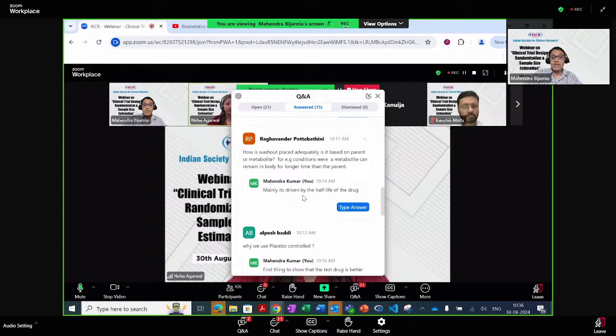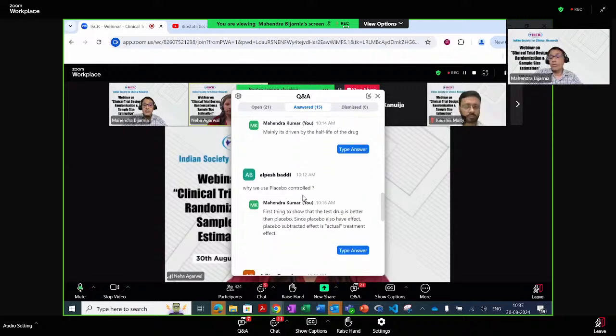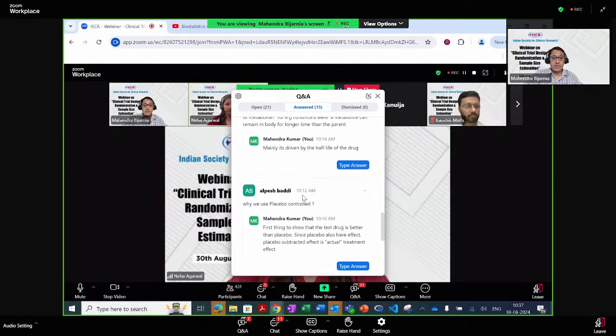Then washout period, in practice or in general, we consider based on the half-life of the drug. If you consider five times the half-life, the drug will get eliminated from the body, and that's what you pick as your washout of the drug.